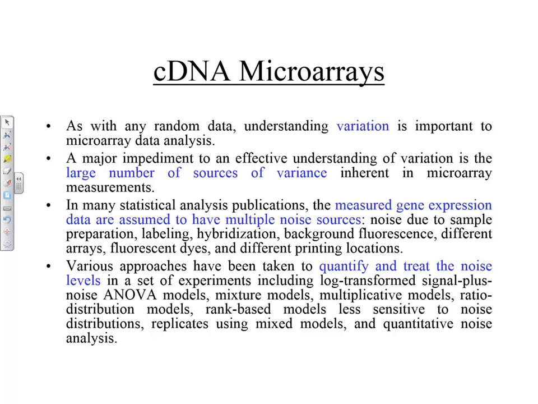Now, various approaches have been taken to quantify and treat the noise levels in a set of experiments, including, and again, these are all the different models that are there in statistics, okay, log transform, signal plus noise. ANOVA is an analysis of variance model, okay, if you've done experimental design, you'd know what that is. Mixture models, all right, multiplicative models, ratio distribution models, rank-based models, less sensitive to noise distributions, replicates using mixed models, and quantitative noise analysis, okay.